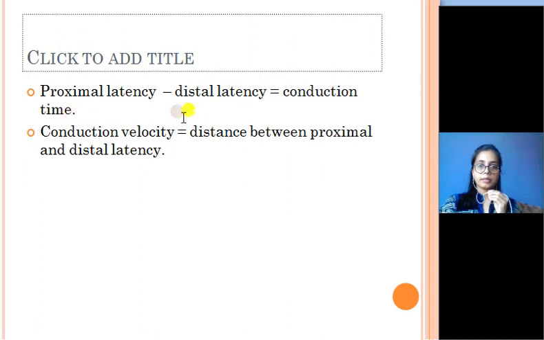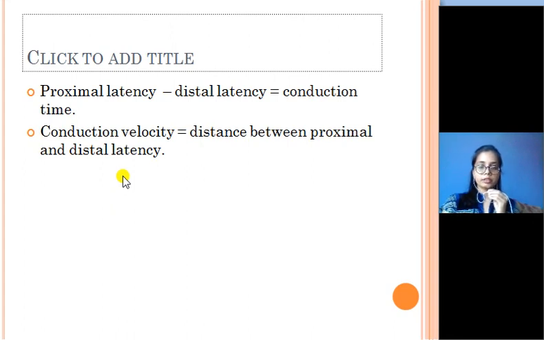So the proximal latency minus the distal latency is the conduction time, as we have discussed earlier that the latency is measured in milliseconds from the stimulus artifact to the first deflection from the baseline. Conduction velocity is the distance between the proximal and the distal latencies divided by the conduction time.